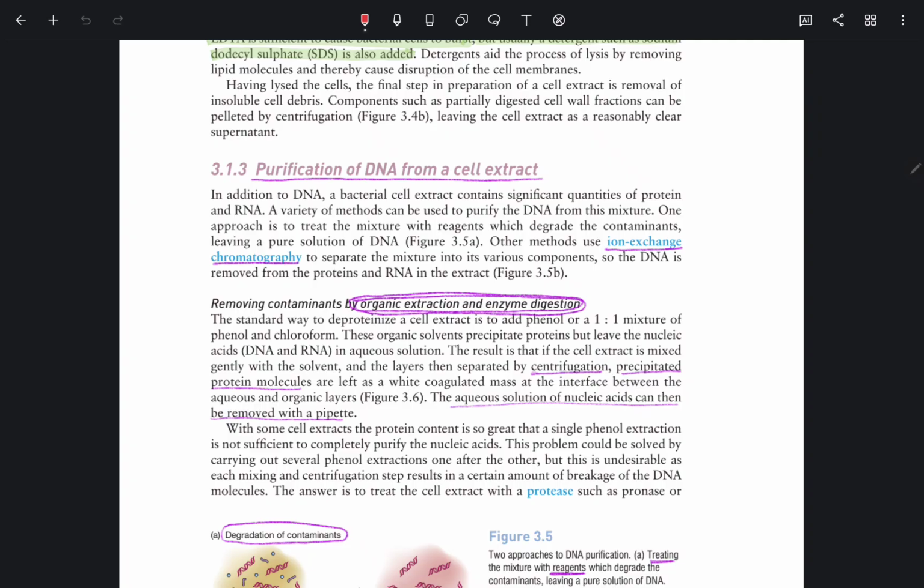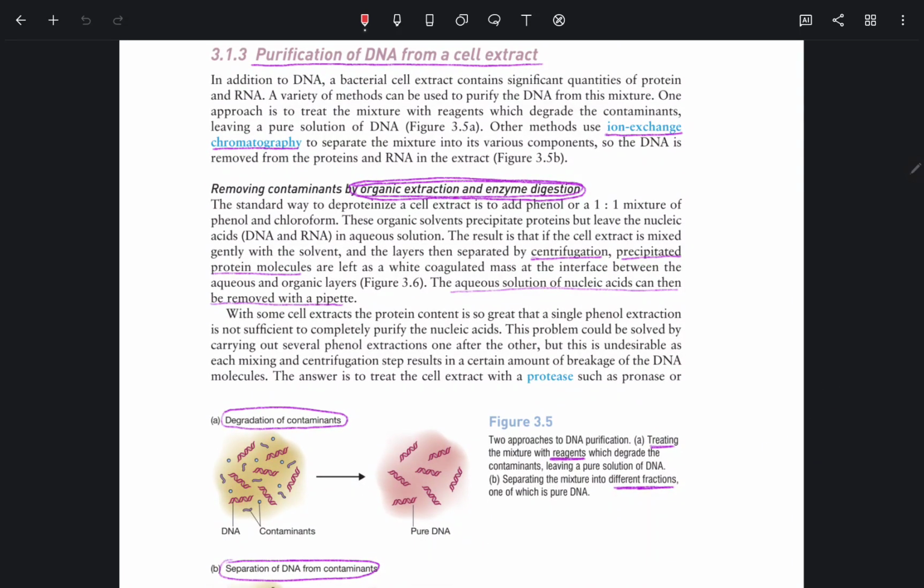In addition to DNA, a bacterial cell extract contains significant quantities of protein and RNA. A variety of methods can be used to purify the DNA from this mixture. One approach is to treat the mixture with reagents which degrade the contaminants, leaving a pure solution of DNA. Other methods use ion exchange chromatography to separate the mixture into its various components so the DNA is removed from the protein and RNA in the extract.